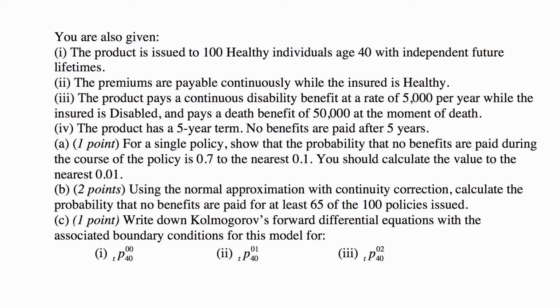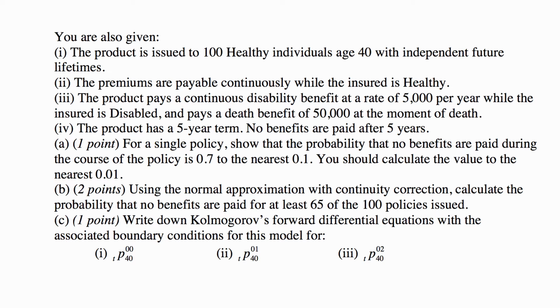For a single policy, show that the probability that no benefits are paid during the course of the policy is 0.7 to the nearest 0.1. You should calculate the value to the nearest 0.01. Using the normal approximation with continuity correction, calculate the probability that no benefits are paid for at least 65 of the 100 policies issued.